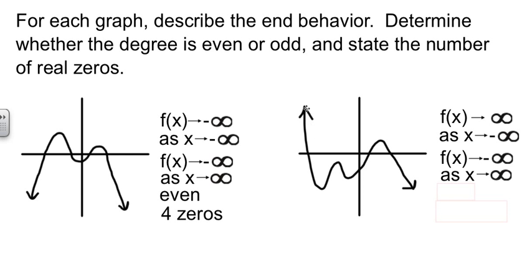Are they going in the same direction? No, one's going up, one's going down. That makes it an odd function. And the number of real zeros, hopefully you got 1, 2, 3.